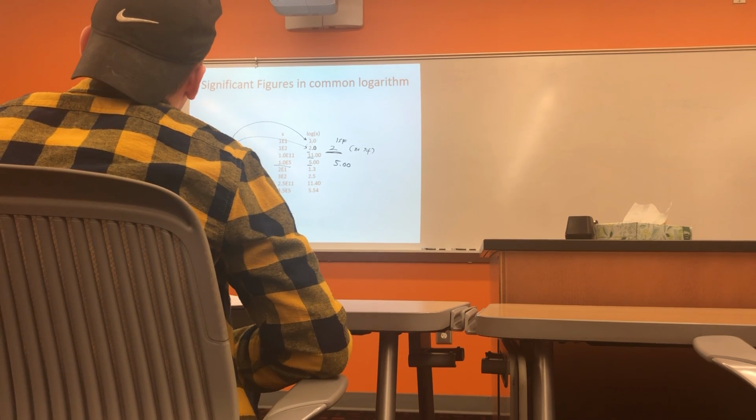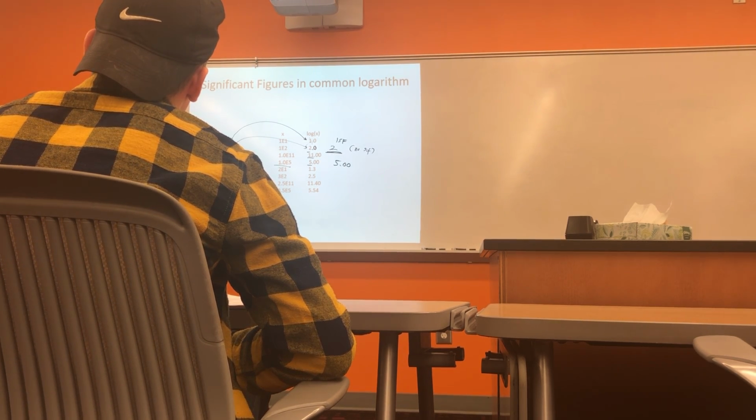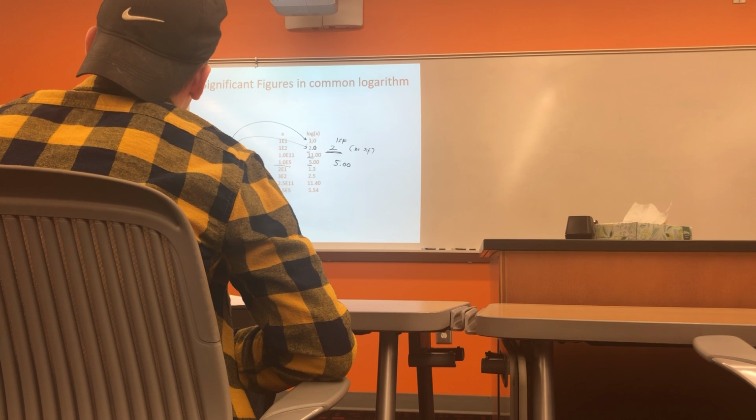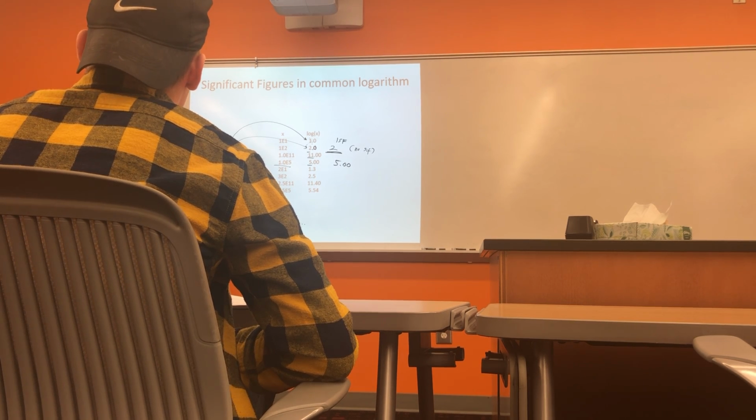So as a practice, why don't you try 3.924? That's your x. What is logarithm x then? Logarithm of this number is what? My calculator said 4.59106 and so on. Then what should I write? 4.59. That's correct. Because this number has three significant figures, but the 4 is not significant at all, so you're going to have to write 4.59. That's good.